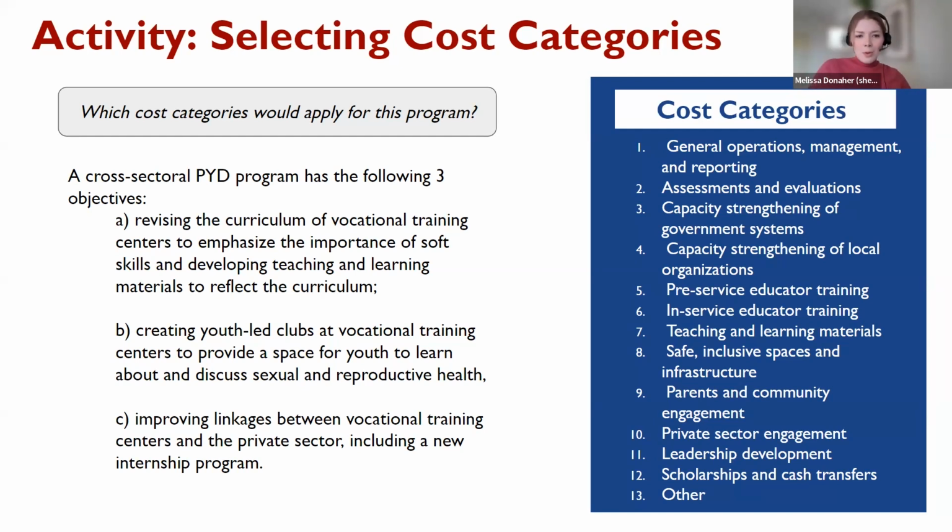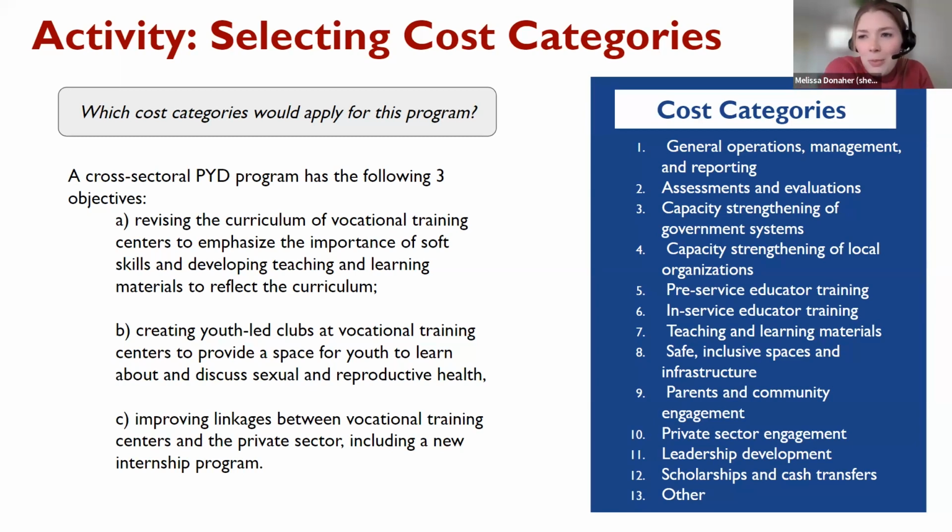So I think it's 7 for A, because revising the curriculum, for sure you will need to review teaching and learning materials. So I guess that one goes with that. And I said also B, since you need to create youth-led clubs at vocational training centers, and you're talking about centers, like something physical. I thought about developing safe, inclusive spaces and infrastructure. So that's my bet. Thank you.